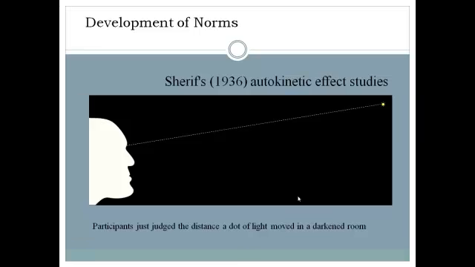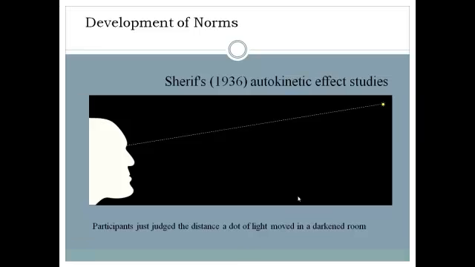Participants were asked to look at a dot of light in a dark room and to judge how far the dot of light moved. Now, this really is an optical illusion, because the light actually doesn't move. But when you are in a completely darkened room and there's just a single dot of light and you're looking at it, without any other points of reference, the dot of light appears to move. And that's called the autokinetic effect. As I said, it's an optical illusion.